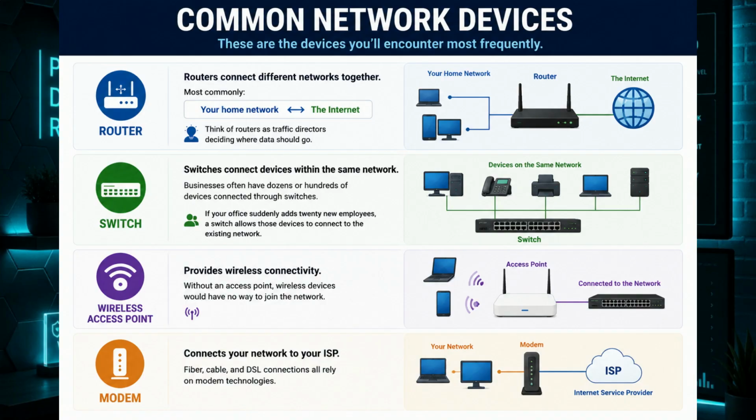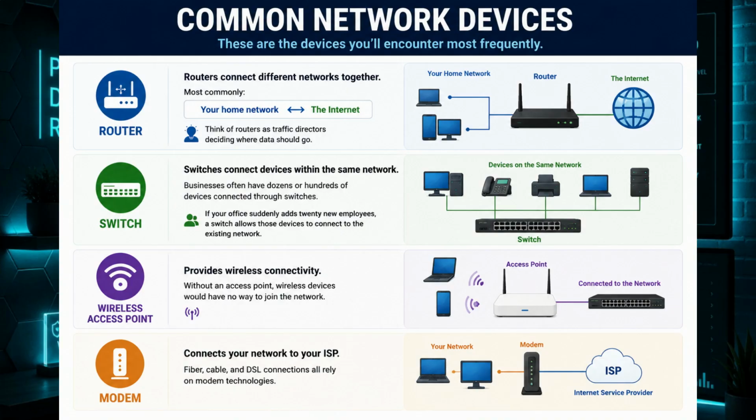A switch connects devices within the same network. Businesses often have dozens or even hundreds of devices, all connected through switches. If your office suddenly adds 20 new employees, well, a switch is what allows those devices to connect to the existing network. A wireless access point provides wireless connectivity. Without an access point, wireless devices would have no way to join the network.